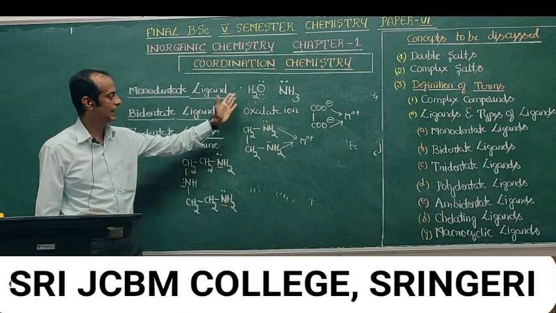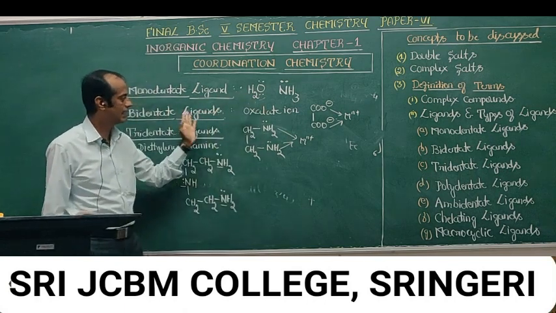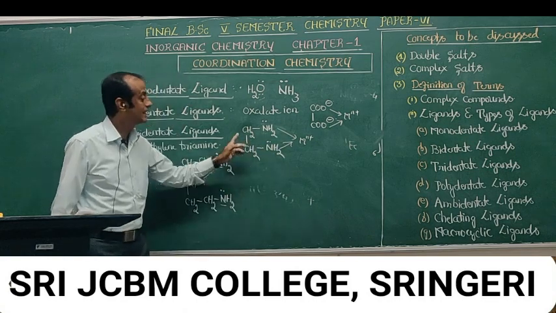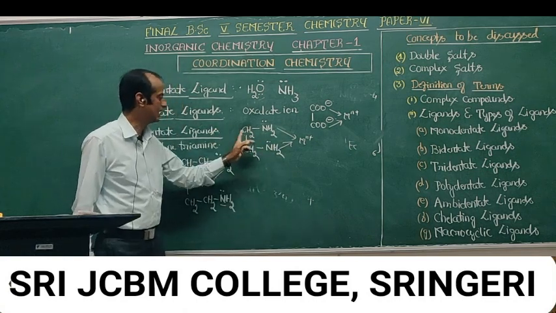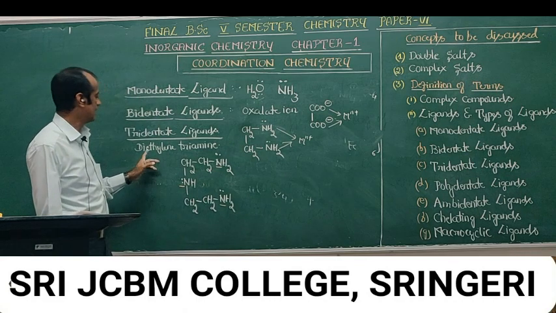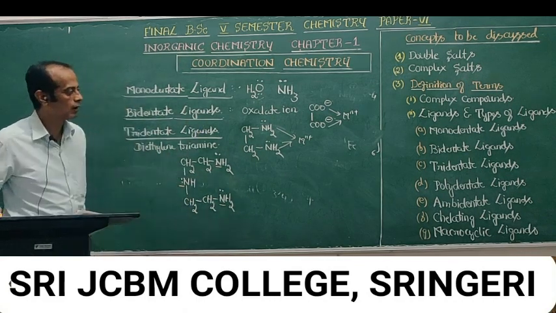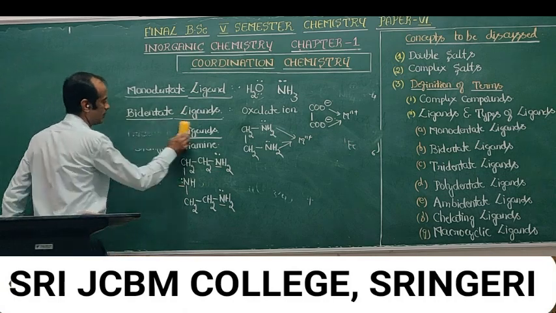Example for monodentate ligand: water and ammonia. Bidentate ligand: oxalate ion and ethylene diamine. And tridentate ligand: diethylene triamine. Next we have to go for polydentate ligand.